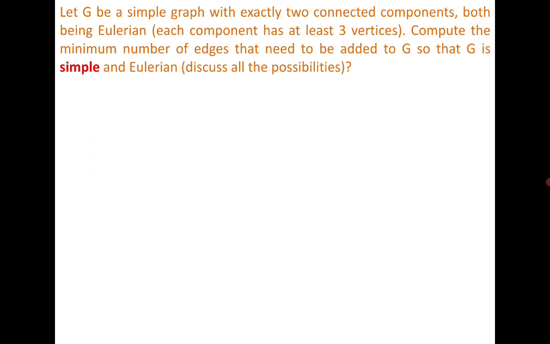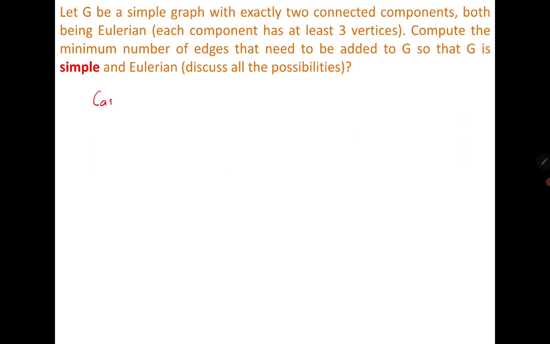So its components are Eulerian, but G is not Eulerian because G is not connected. So we have to add a few edges so that the graph becomes connected. It should remain simple and it should be Eulerian. To address this problem, if you try by yourself, then there is a high possibility that you miss one of the cases. Actually, there are two cases. So let's see the answer.